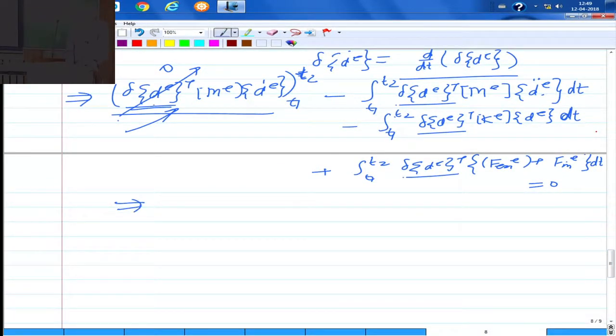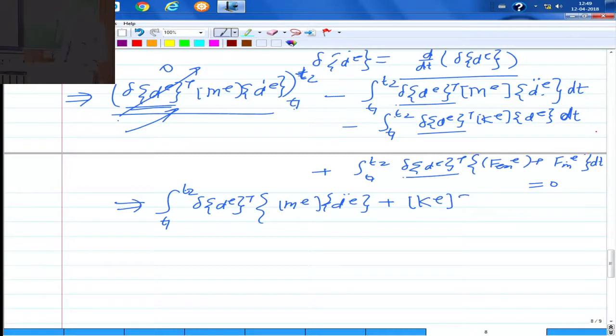So after putting delta of d transpose equal to 0 at t1 and t2, I am left with this, which I can write as the integral from t1 to t2, multiplying the whole thing by a minus sign, of delta of dE transpose times: Me into dE double dot, that's this term, plus this Ke into dE, and since we multiplied with a minus sign, minus f external and minus f internal, all inside this bracket, dt, equal to 0. So this is what we have.